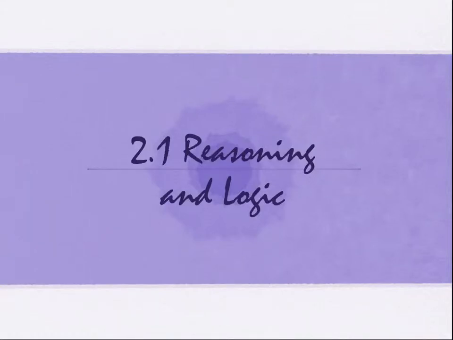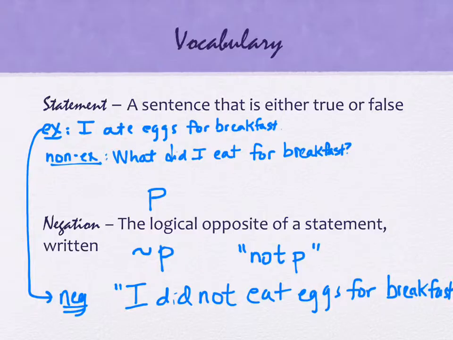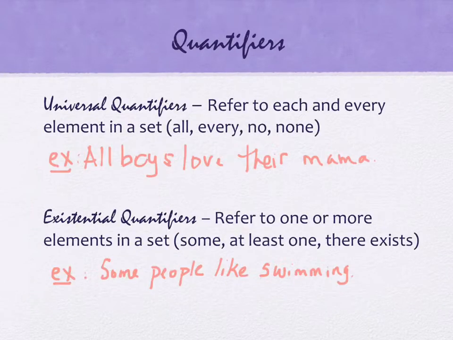Section 2.1 is reasoning and logic, and we had talked a little bit last time about some ideas that are really important for this section. The first one was actually about what a statement is and the negation, and we decided negations are pretty straightforward until we get quantifiers involved. And quantifiers had two types, either universal, words like all and every and none, and then we have existential, and those are words like some and at least one and there exists.